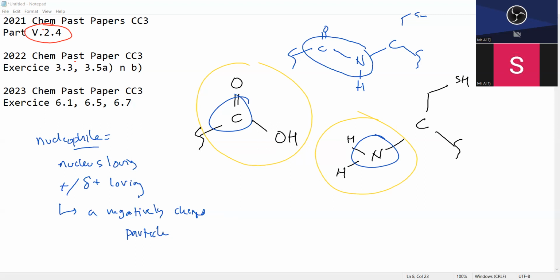What is the negative part here is the lone pair here. The nitrogen has 5 electrons. 3 has been used for the bonding, but 1 is not yet used. That one lone pair of nitrogen is the one who is going to look for the positive charge. So this is the nucleophile.